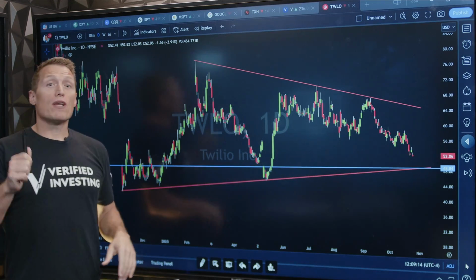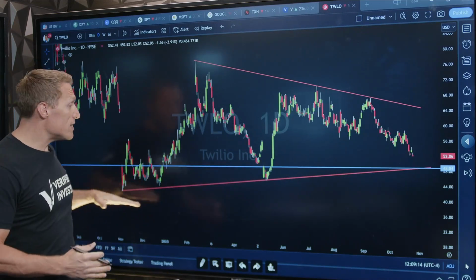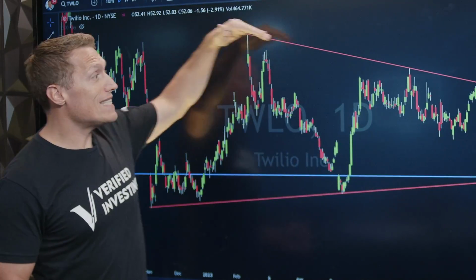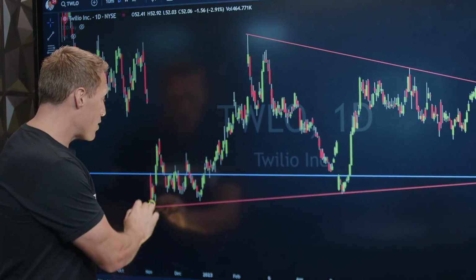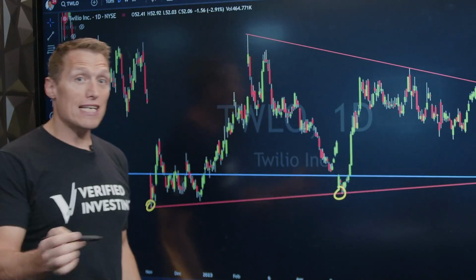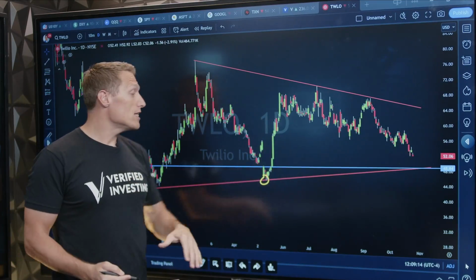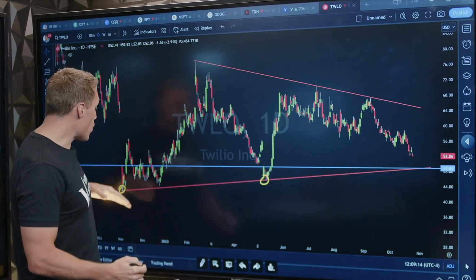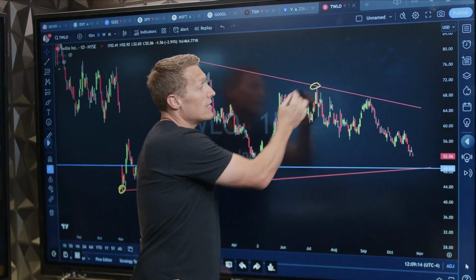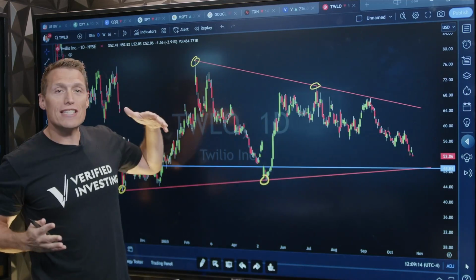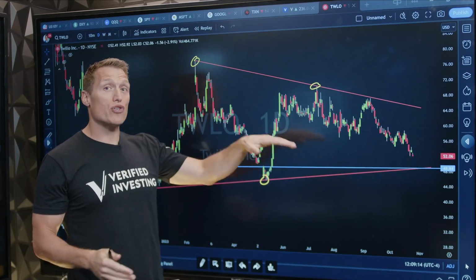Okay, so the first thing I see when I look at the TWLO chart is you've got this upsloping trend line and a downsloping trend line. So with this trend line, you want to connect two pivots, like I did right here, and draw a line. So it's two or more pivots to create that trend line, right? So when you have an upsloping trend line and then a downsloping trend line, like here, this creates this nice wedge pattern, right? And so I'm going to show you how you can trade this.